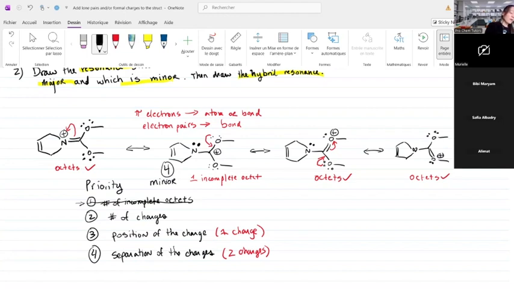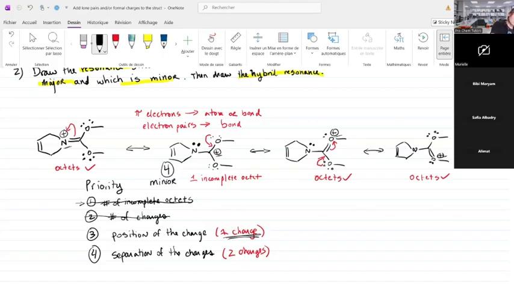In this case, all of the structures that we drew all have 1 charge, so we can't use this priority rule. Then we go to rule number 3, which is the position of the charge. Here we have 1 charge, so we're going to be following this rule. If you have 2 charges, you look at the separation of the charges, but we don't have that today, so we can ignore that. So the position of the charge. So if we look here, we have the positive charge on the nitrogen. Here we have the positive charge on the oxygen.